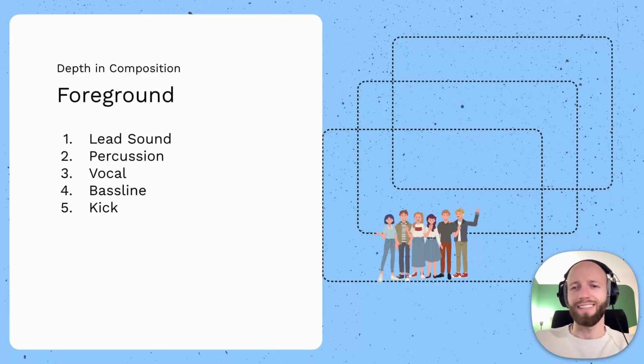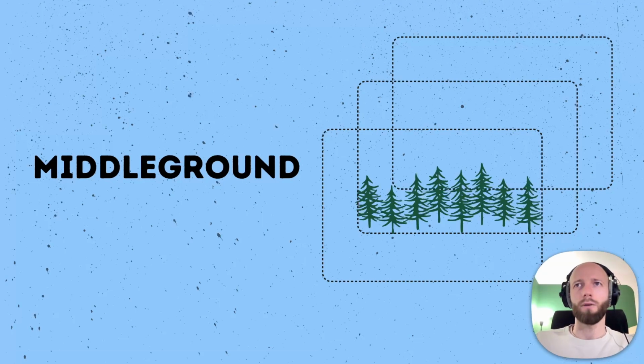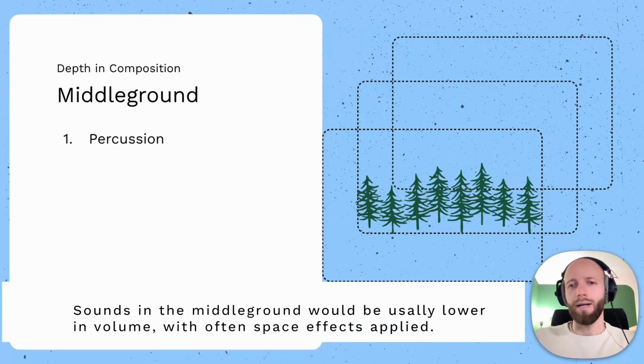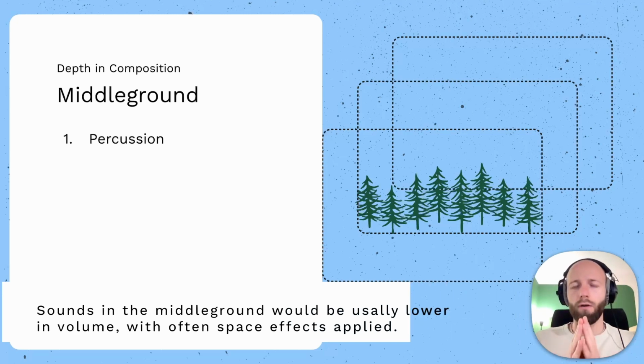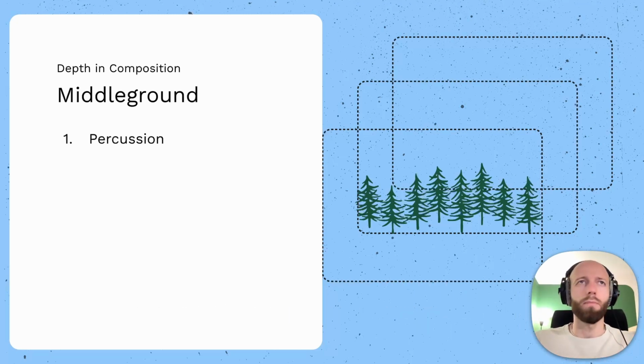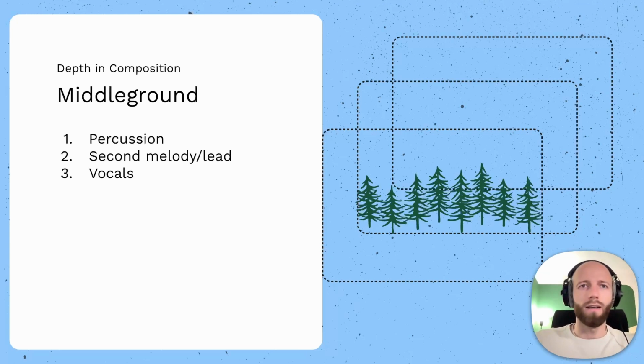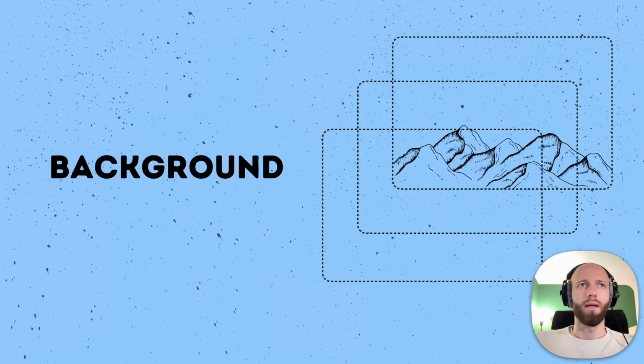Okay, so now you know how different producers bring stuff to the foreground. Let's take a look at the middle ground. This can be pretty much the same stuff, but it depends. If we had a lead sound in the foreground, quite often the percussion will be in the middle ground. Then we have a second melody, second lead, vocals, atmos, pads, all those sustained sounds. They quite often come in the middle ground, and bass quite often is in the middle ground as well.